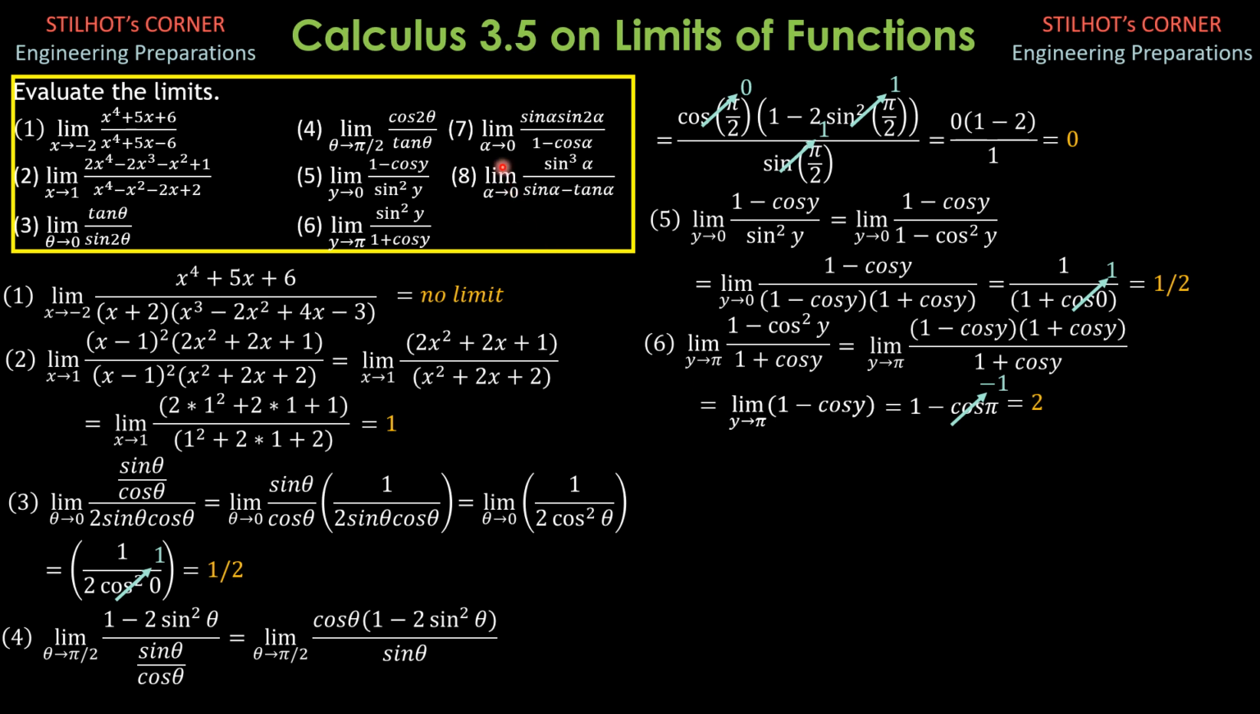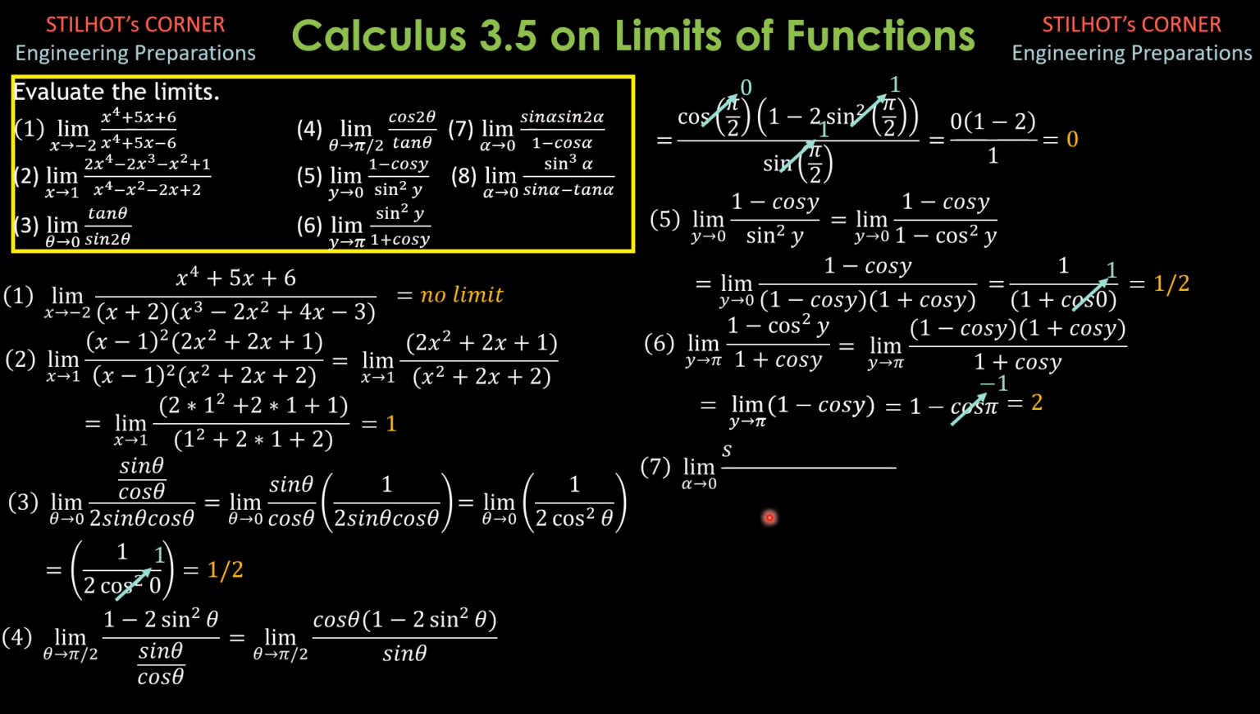Then number 7, as alpha approaches 0, 1 minus cosine of 0 is almost 0. So the denominator approaches 0. The numerator sine of 0 is almost 0. Sine of 2 times 0, almost 0 also. So we have another indeterminate form. So let's find a way to get rid of this indeterminate form. Replace sine 2 alpha by its identity, just like here, 2 sine alpha cosine of alpha.